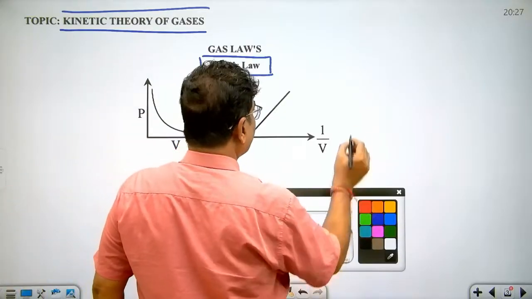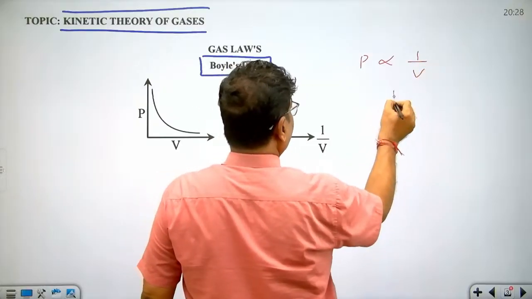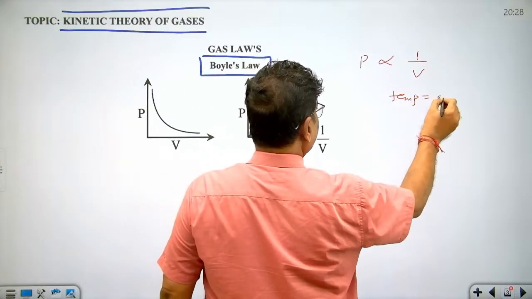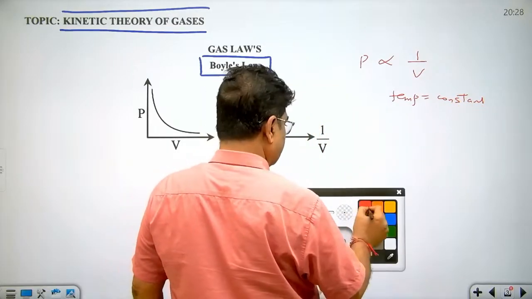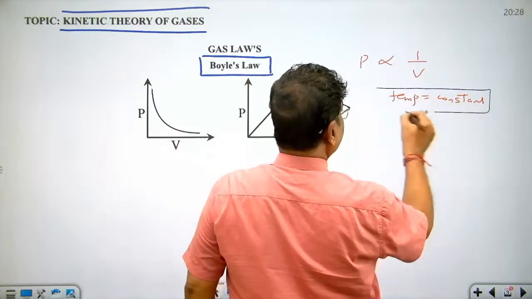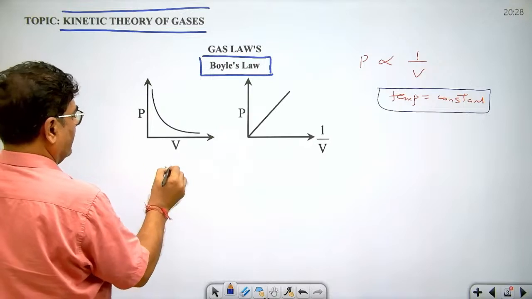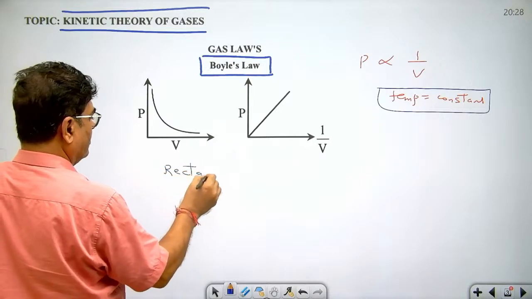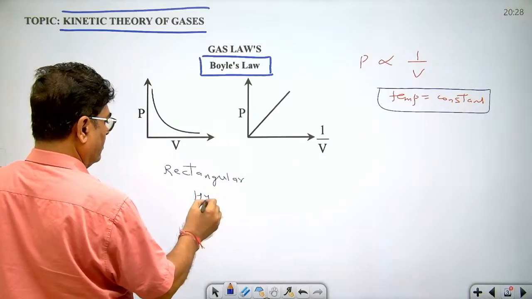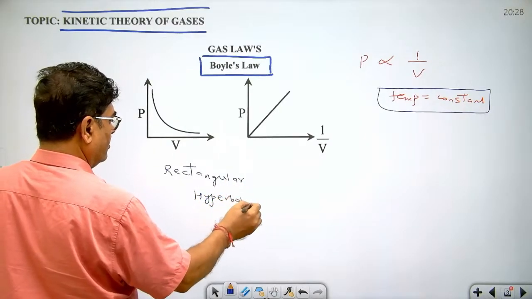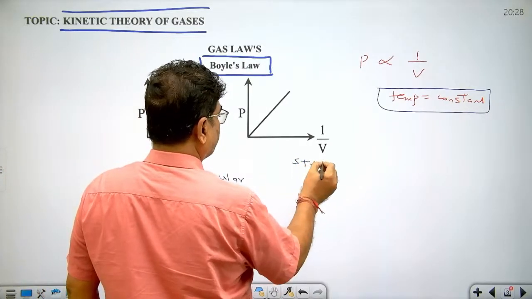According to Boyle's law, the pressure of a gas is inversely proportional to its volume when temperature of the gas remains constant. This is the Boyle's law. And the graph of pressure and volume is a rectangular hyperbola. And the graph between pressure and 1 upon volume is a straight line.